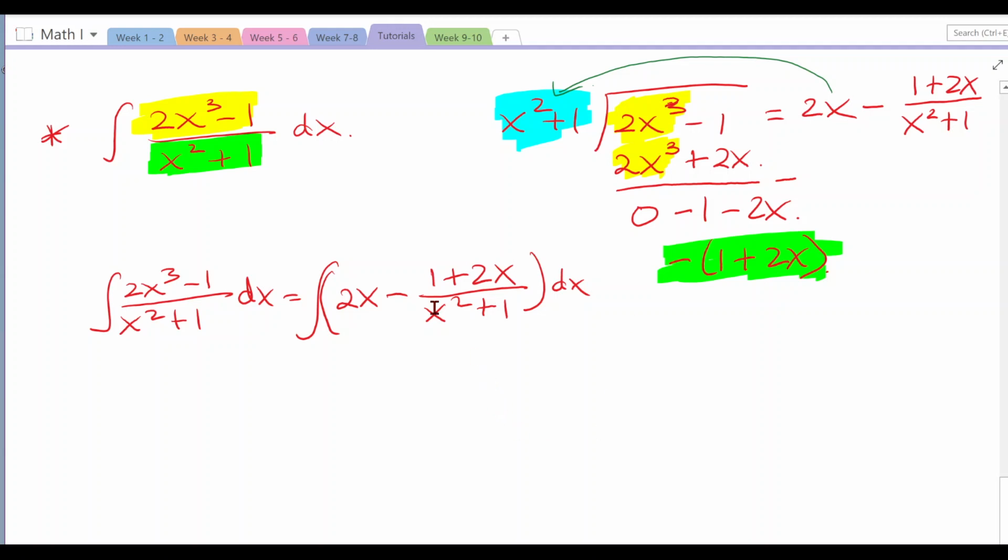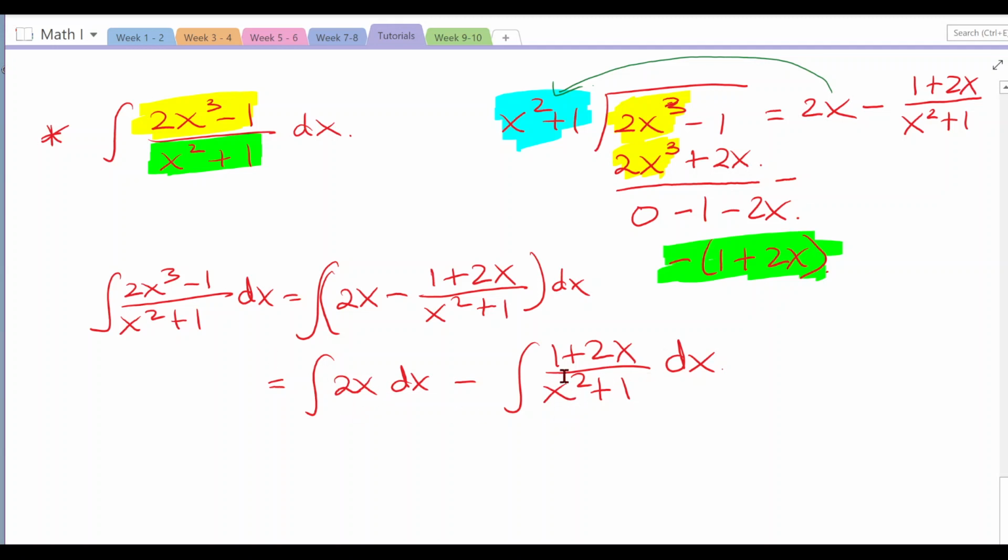So simply by using the basic property of integration, we can separate these two terms. Okay, so we have integral of 2x minus integral of (1 plus 2x) and so on. So this term simply becomes integral of 2x dx minus integral of (1 plus 2x) all over (x squared plus 1) also dx.